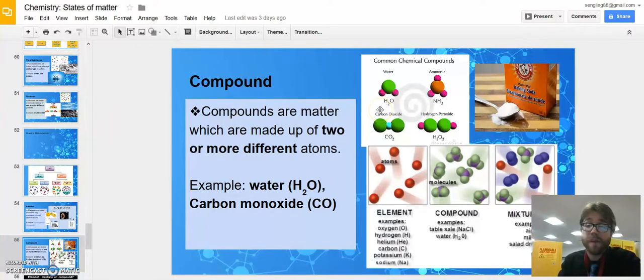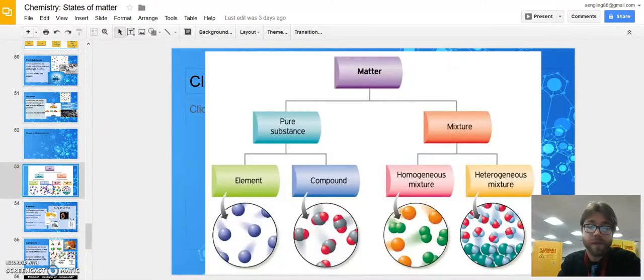So when we have a pure compound, we have the same compound over and over again. If we look at this picture of a compound, you can see we have more than one atom here pushed together. It looks like there's two or three different atoms pushed together, but because it's always the same one, we call it pure.